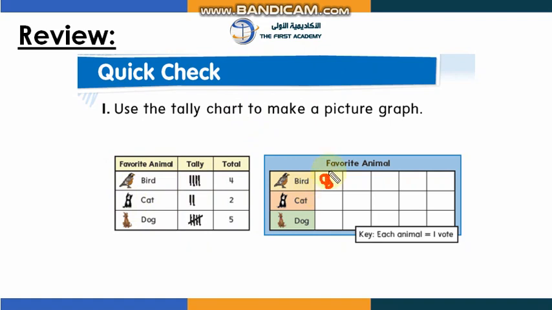I will try to draw. It's hard to use this. So let's draw 4 birds. And here 2 people chose cat. So let's draw. I'm trying. Okay, you want to draw cat. And 5 people chose dog. 1, 2, 3, 4, 5. So as you can see, we transferred the data from the tally chart to the picture graph.